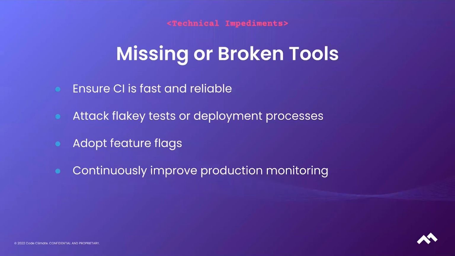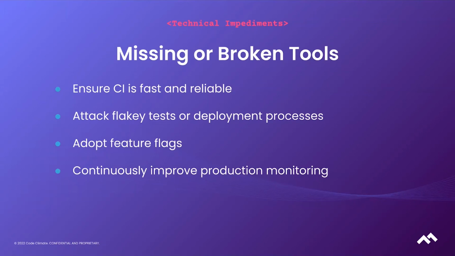In terms of technical impediments, we want to make sure that your CI tool is fast and reliable. Make sure that your flaky test and your test coverage is adequate. But also use other tools like adapting feature flags. Feature flags allow your product team to control the rollout of a feature and measure its impact. It allows your organization to iteratively make the product better and give confidence to your product team to continuously release bit by bit.